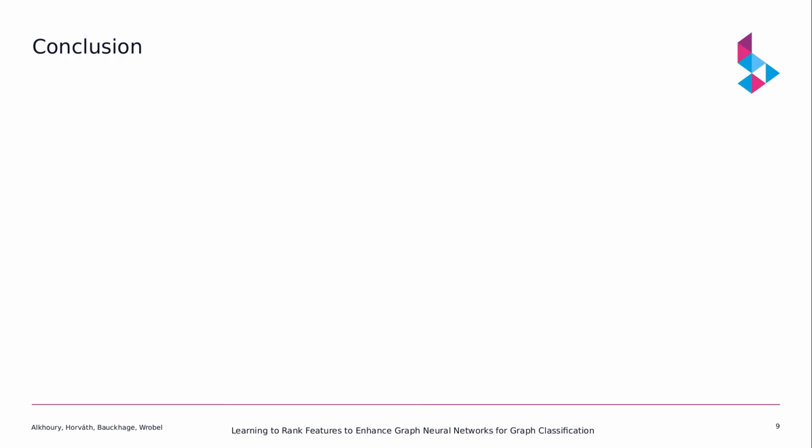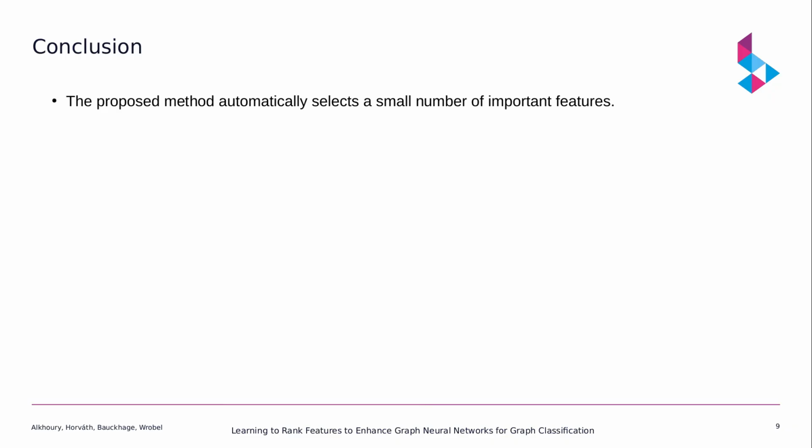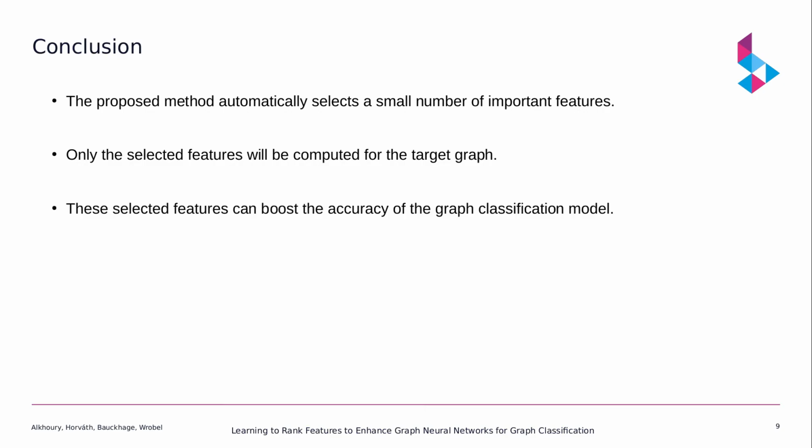To wrap up, our method automatically identifies a small set of truly important features for each graph classification task, and crucially, we only compute these selected features for the target graph. And despite using only a handful of features, these selected features can boost the accuracy of the graph classification model.